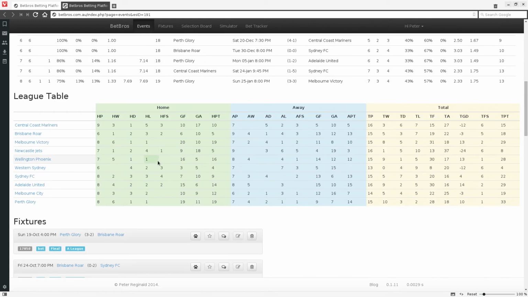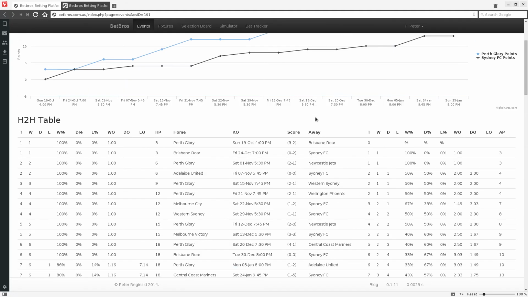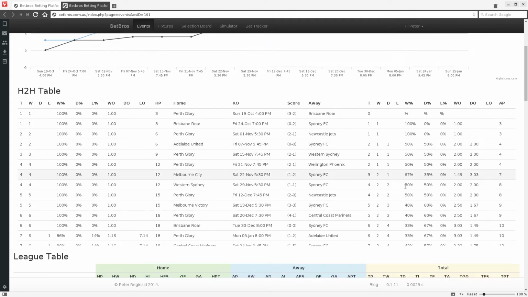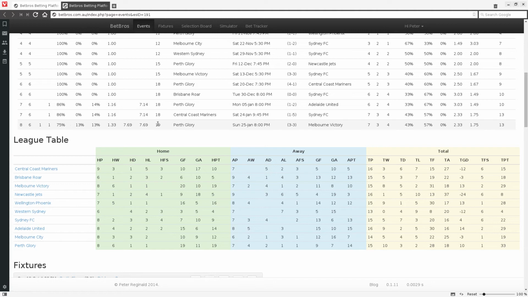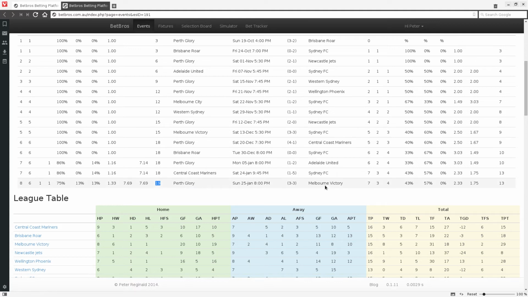Now, what we want to find out is how Perth Glory will do against Sydney. So Perth Glory at home and Sydney FC away. At a glance, Perth Glory has accrued 19 points from home games, and Sydney FC's last match against Central Coast Mariners earned them 13 points away. This is only counting away matches for Sydney FC. Whoa, 5-1.